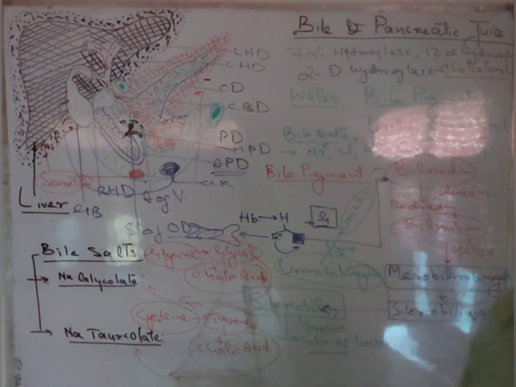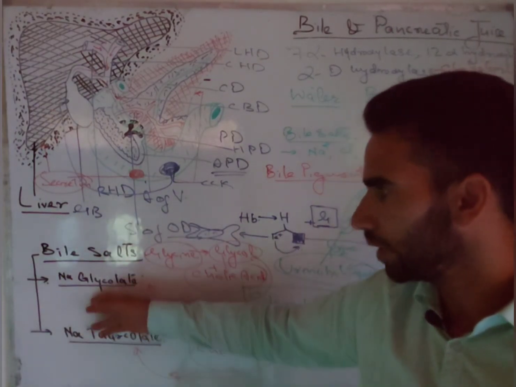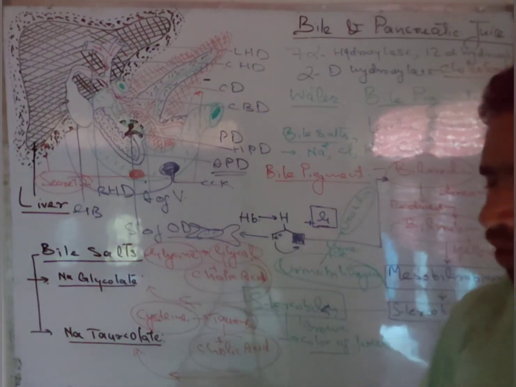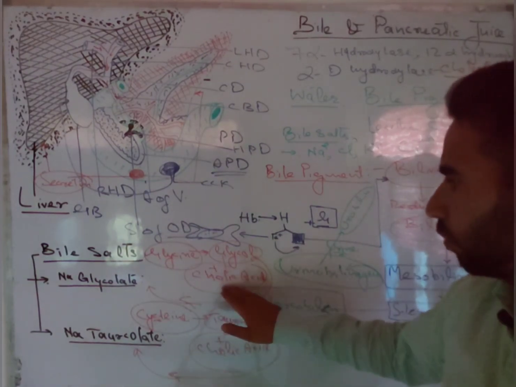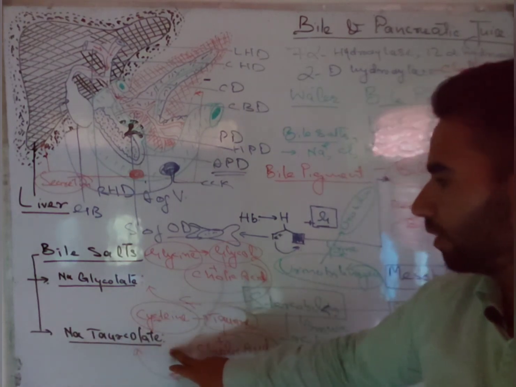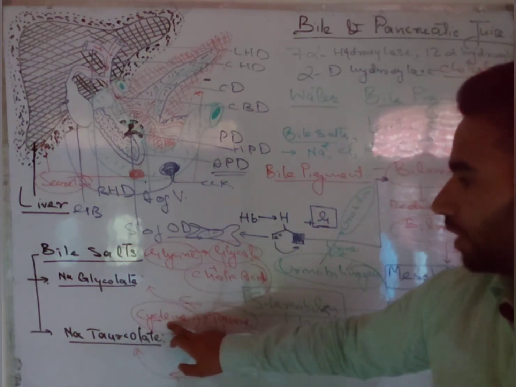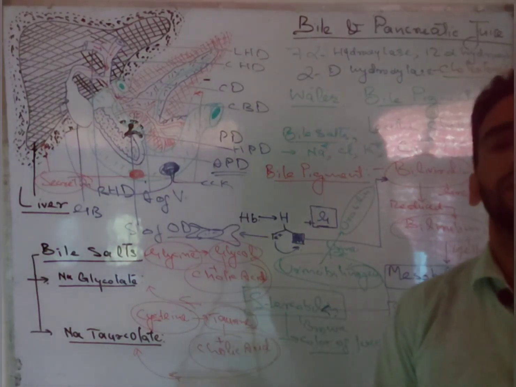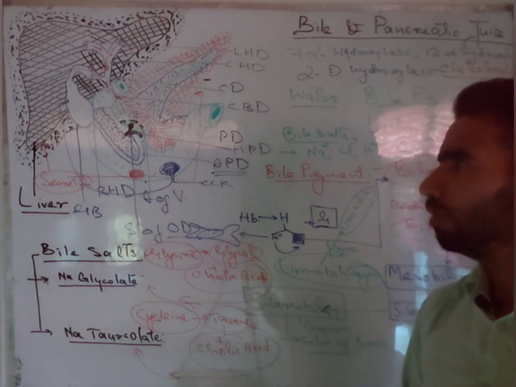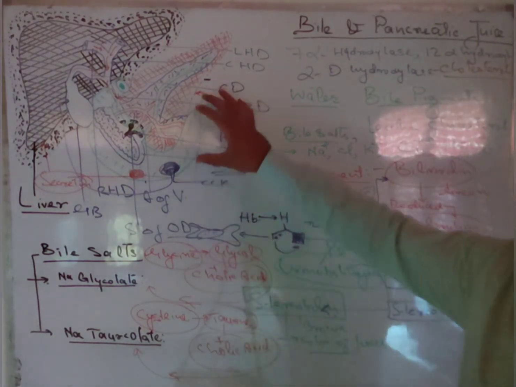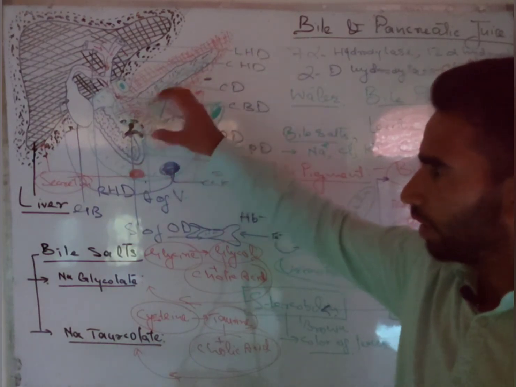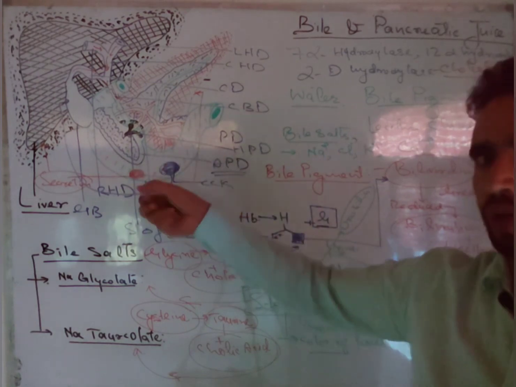We also came to know that there are two important bile salts, sodium glycolate and sodium taurocholate. Sodium glycolate has been synthesized because of the glycine in its glycol form along with the cholic acid, and sodium taurocholate has been synthesized because of the amino acid cysteine in its taurine form along with the cholic acid. So, with this we have concluded today's lecture. In our coming lecture, we will have a thorough discussion on the composition of the pancreatic juice and the role played by both bile and pancreatic juice in the process of digestion.